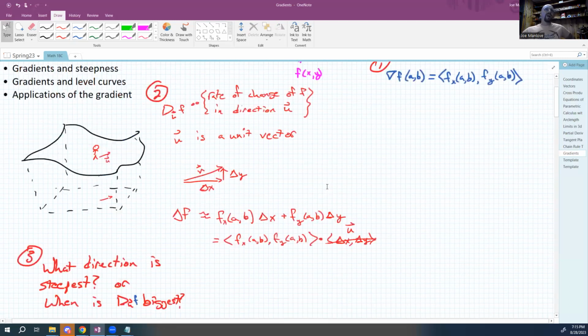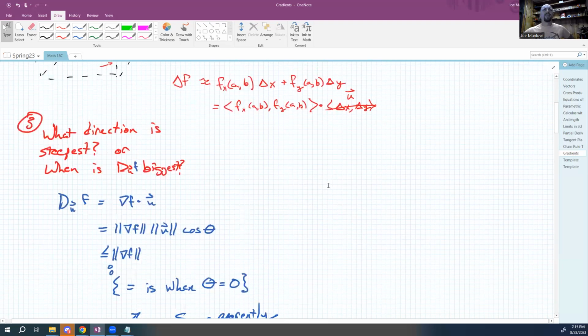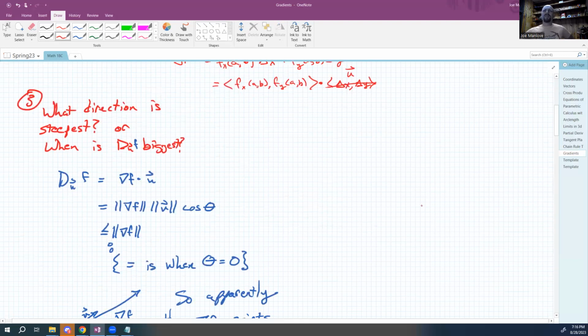So let's see. Gradients and level curves. What's a level curve? What is a level curve? So when I think about a level curve, let me go get Google Maps out quick. Actually, let me go get Sartopo.